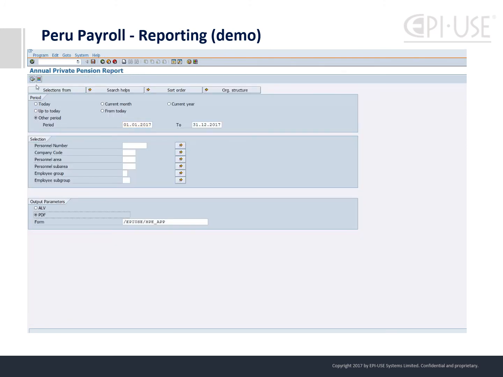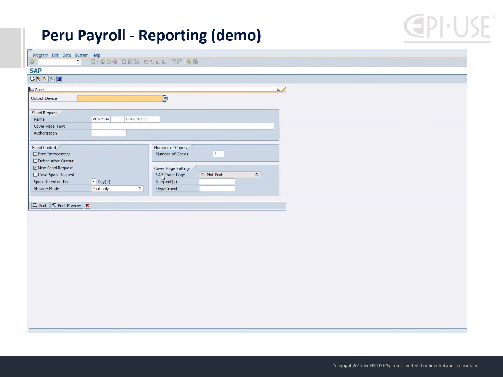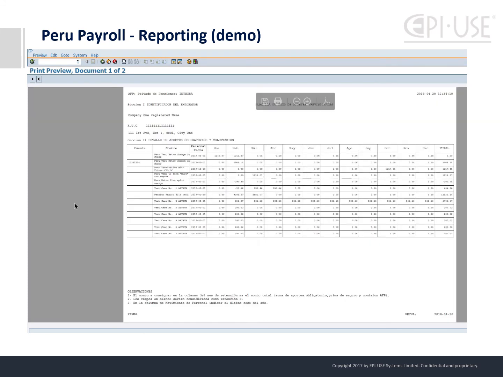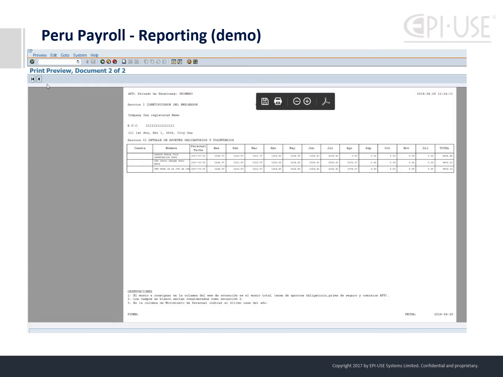And then if you look at the PDF option, if we run this, we will find a PDF version. We can do a print preview. And in here we find a PDF version. There's document 1 of 2, which means there's another one. And we can now either print or save these reports.